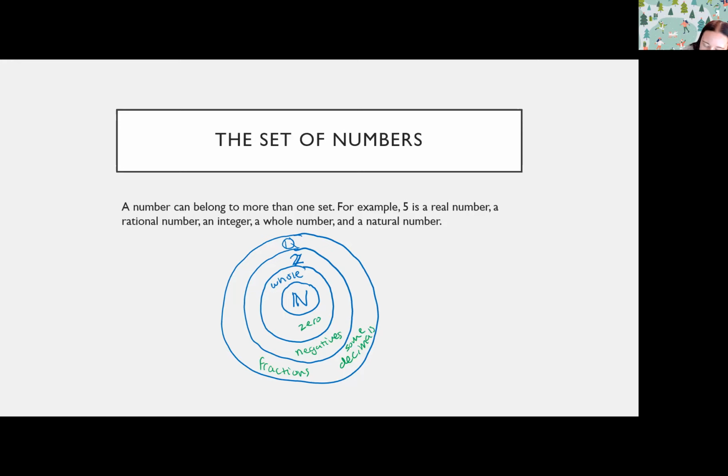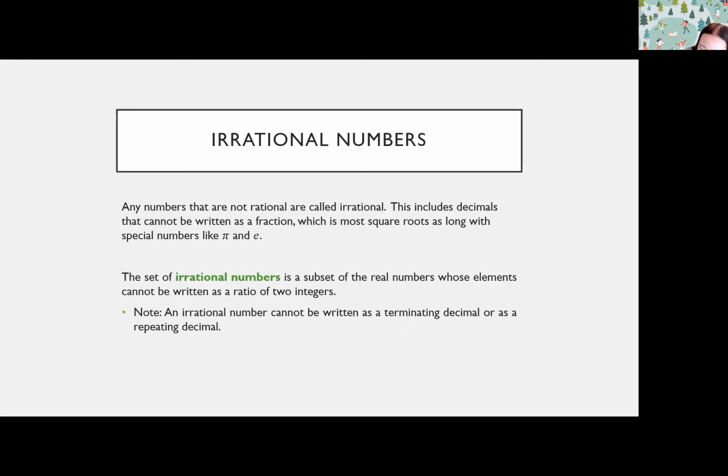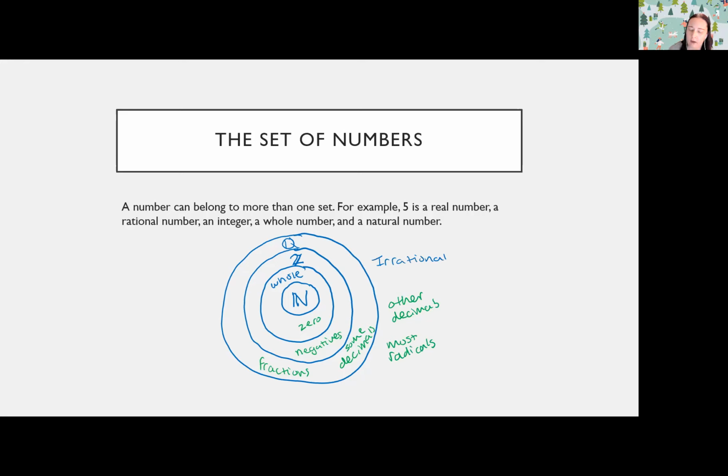Then we've got stuff that is outside the rationals, which are irrational numbers. These are other decimals, and we've got most radicals, which is what we call square roots. Those are irrational numbers. Actually, I didn't mark this on the other slide. What symbol do irrational numbers use? I'm not actually sure what symbol they use, so I'm just going to write irrational.